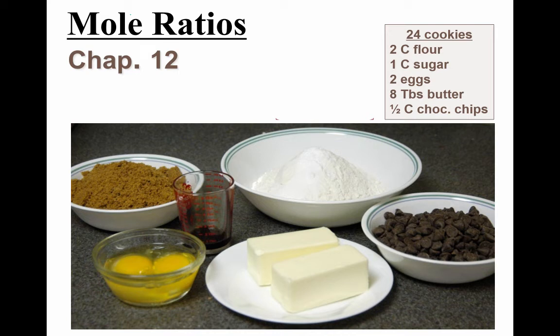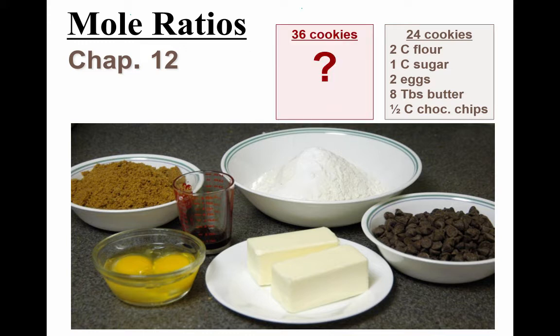Hello, chemistry students. Today we are going to learn about mole ratios, which will allow us to perform all kinds of chemistry calculations. We'll also introduce stoichiometry, the math of chemistry. And to introduce these concepts, I have here a recipe for making cookies. This requires 2 cups of flour, 1 cup of sugar, 2 eggs, 8 tablespoons of butter, and a ½ cup of chocolate chips. This will make 24 cookies.